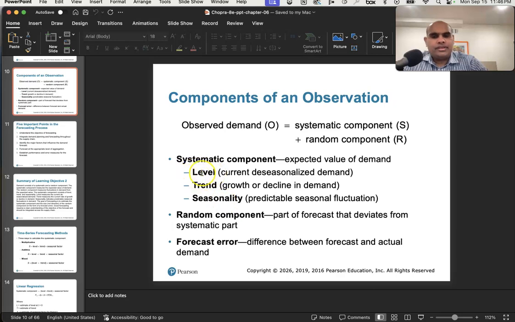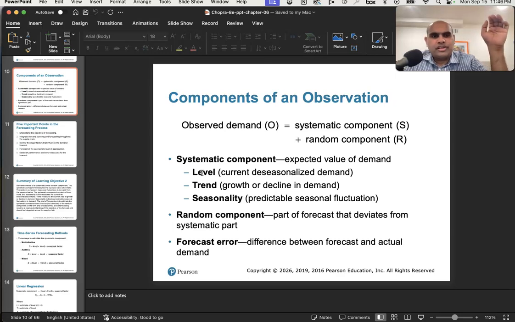So level is a steady demand that you have, right? Now this is the steady demand that would exist if there was no trend in the data or no seasonality. Now before we define level, let's talk about trend and seasonality. So trend is a continuous growth or a continuous decline in demand. Now this happens right at the beginning or towards the end of a life cycle of a product.